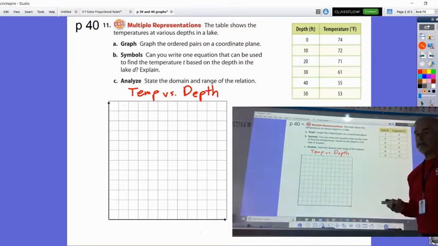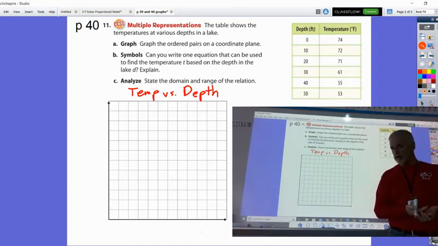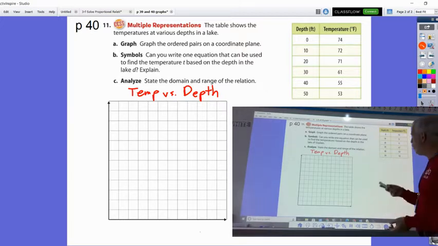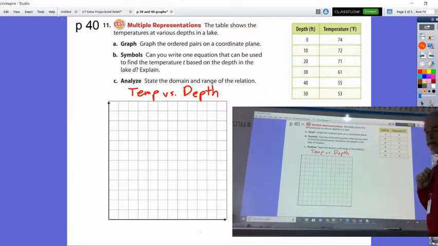Now we have to decide which thing is going to go on the x-axis and which is going to go on the y-axis. The input variable, the independent variable, always goes on the x-axis. So which of these is the input and which is the output? Sometimes it's not so easy to tell, okay?